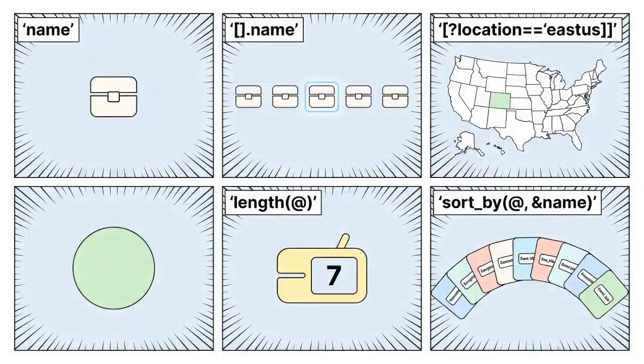5 expressions carry 90% of your daily work. First, name projects a single field. Second, [].name projects that field across an entire list. Third, [?location=='eastus'] filters the list to only East US resources. Fourth, length(@) counts how many nodes are in the current selection. Fifth, sort_by(@, &name) returns the list sorted by a chosen field. Pin these to your monitor.